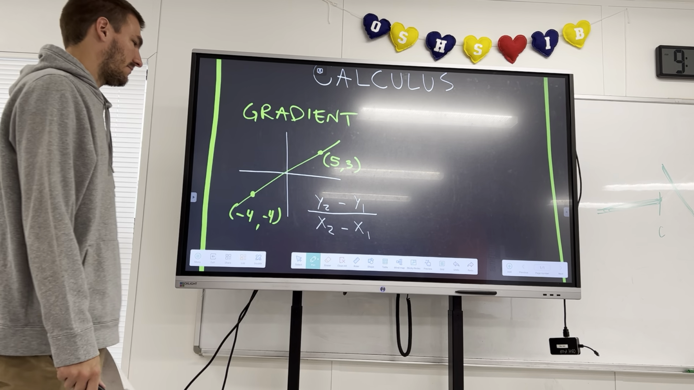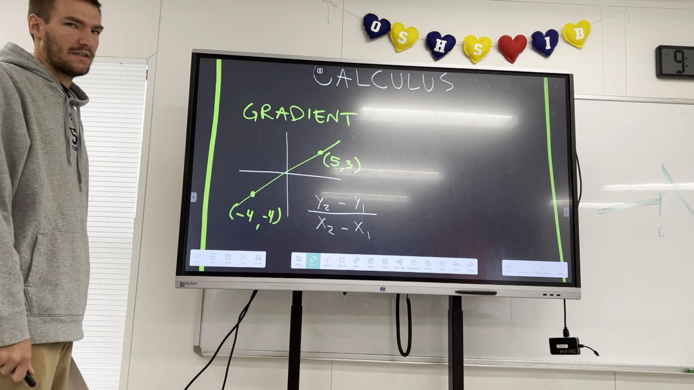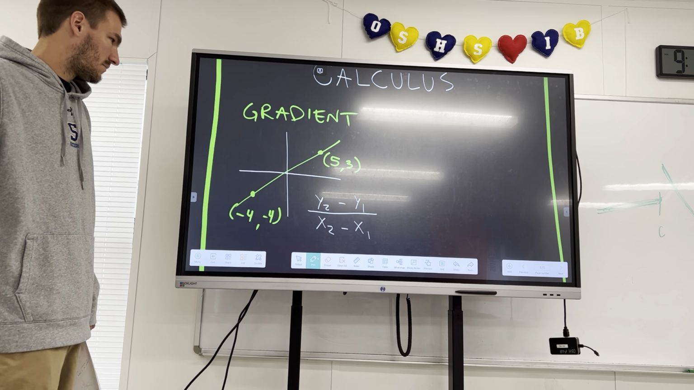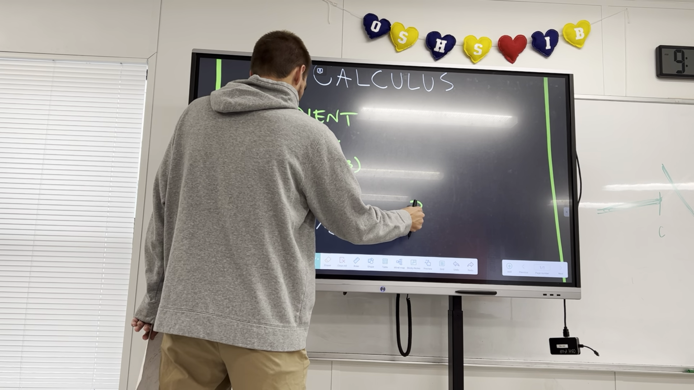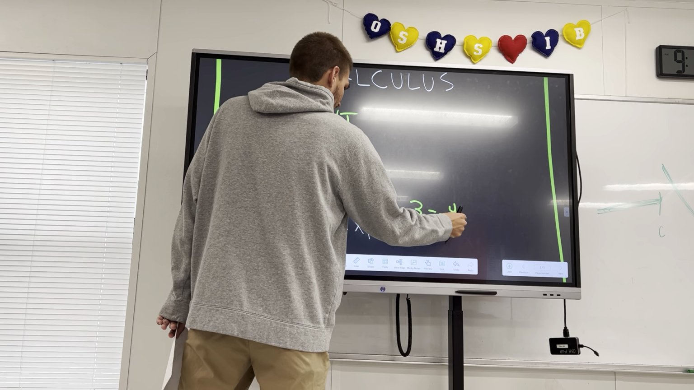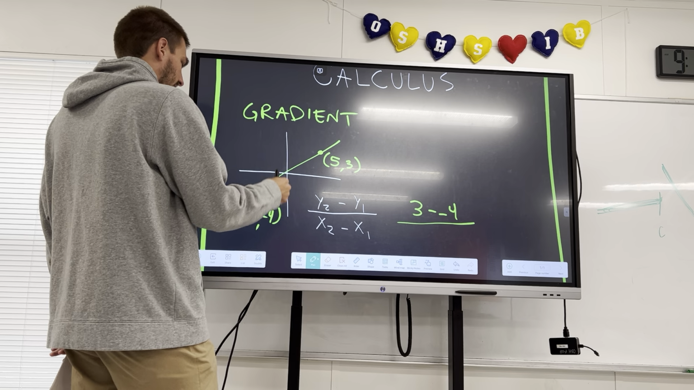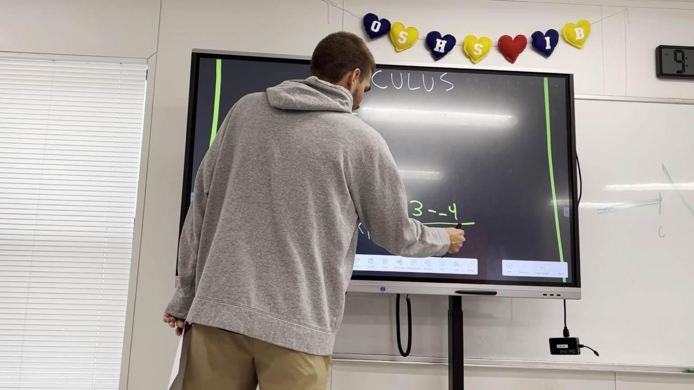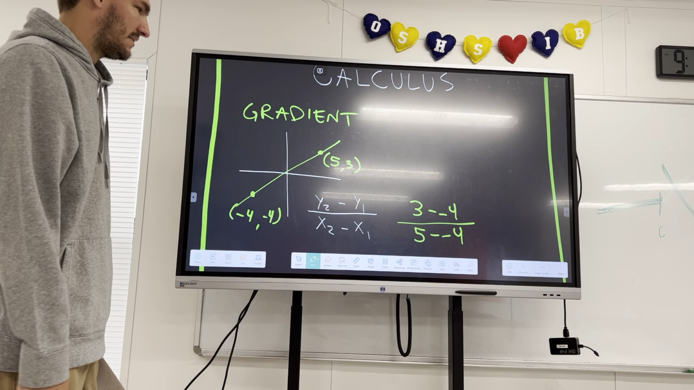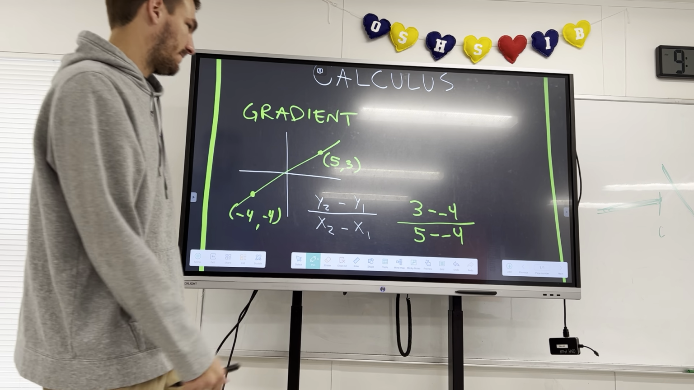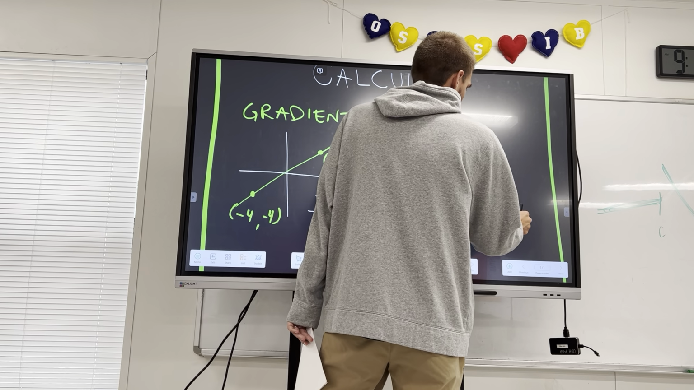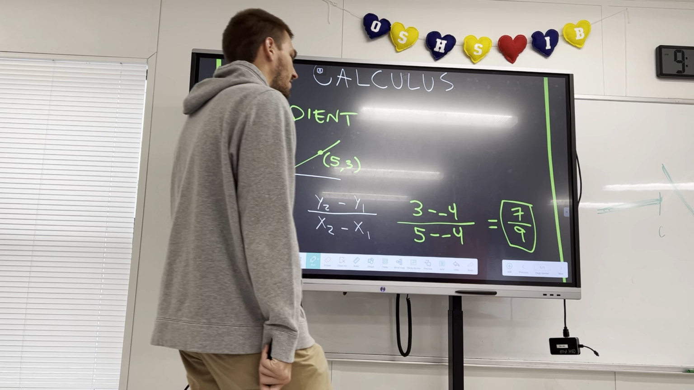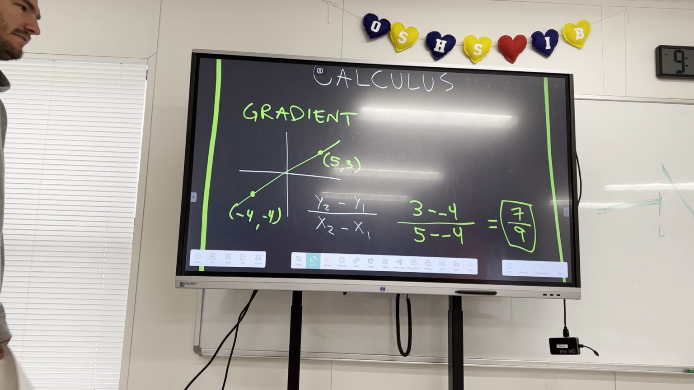So let's actually do that. What is the gradient of this line? So we did 3 minus -4, and then we did 5 minus -4, and we got 7/9. Sweet. Nice job. You guys are gonna do great on the algebra 1 as well. I believe in you guys.